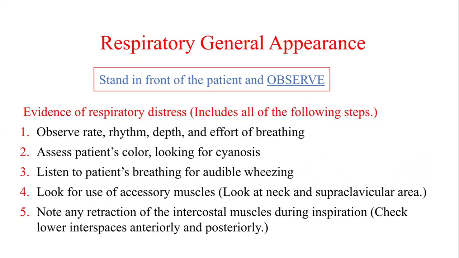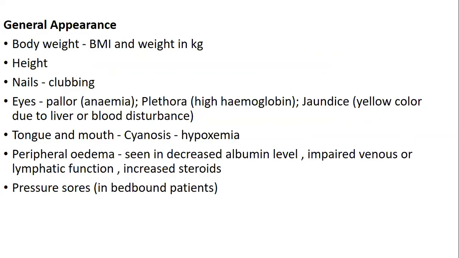We looked at this when we were looking at the concepts of breathing. So if you have forgotten, refer to that lecture and go through. Note any retraction of the intercostal muscles during inspiration. Check the lower interspaces anteriorly and posteriorly. Make sure you check everything that is observable. Now we are just focusing on what is observable in respiratory conditions, so make sure you don't leave out this.